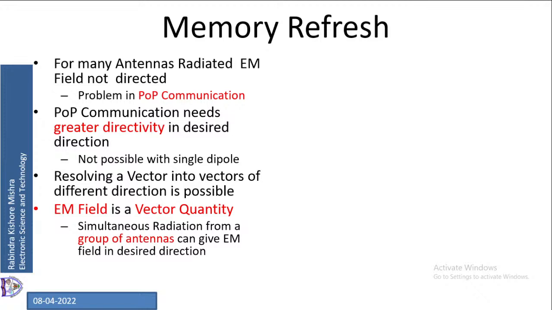That can give electromagnetic field in a desired direction. The desired direction corresponds to one vector, and the radiation by each antenna gives the resolved vectors. So that gives you one antenna. This group of antennas is called an array antenna.